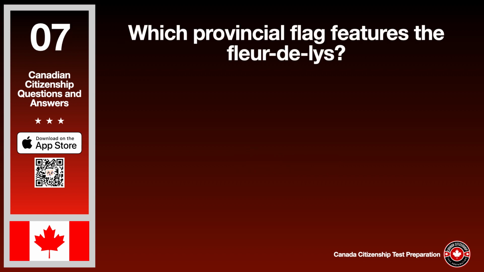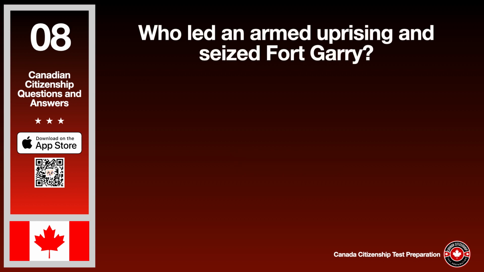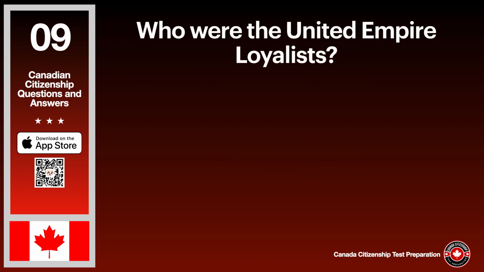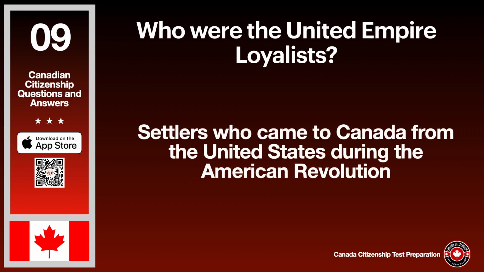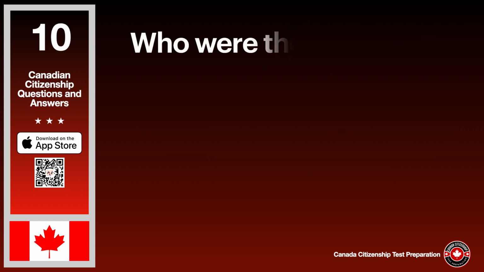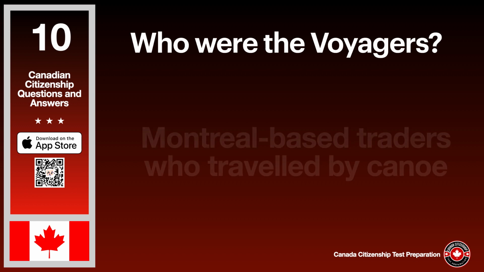Which provincial flag features the fleur-de-lis? The answer is Quebec. Who led an armed uprising and seized Fort Garry? The answer is Louis Riel. Who were the United Empire Loyalists? The answer is settlers who came to Canada from the United States during the American Revolution. Who were the voyageurs? The answer is Montreal-based traders who traveled by canoe.